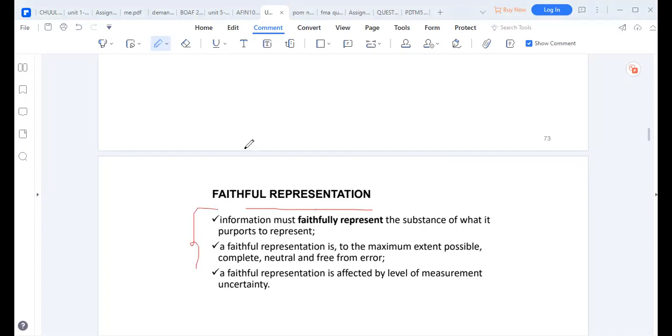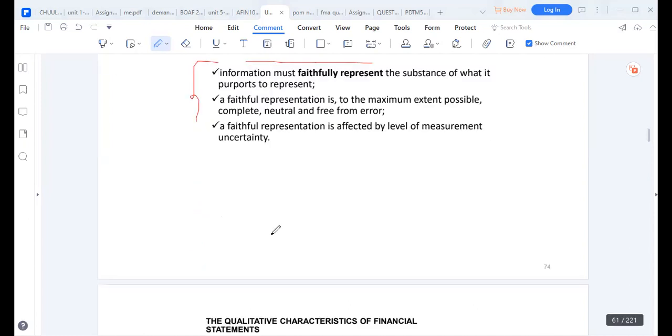Yes. Okay, so that is about faithful representation.